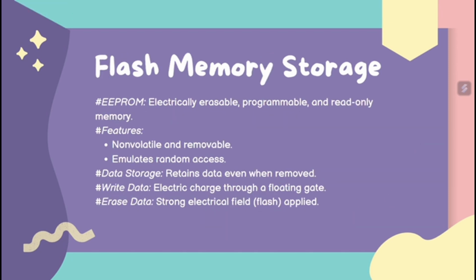And then flash memory storage. Flash memory storage is electrically erasable, programmable, read-only memory. The acronym for this is EEPROM. The features are non-volatile and removable. It also emulates random access. Flash memory retains data even when removed. It performs two functions, which are write data and erase data. When it writes data, electric charge goes through a floating gate. While it erases data, a strong electrical field or flash is applied.